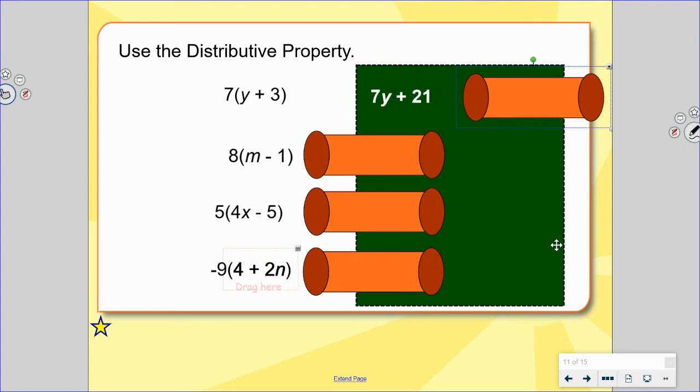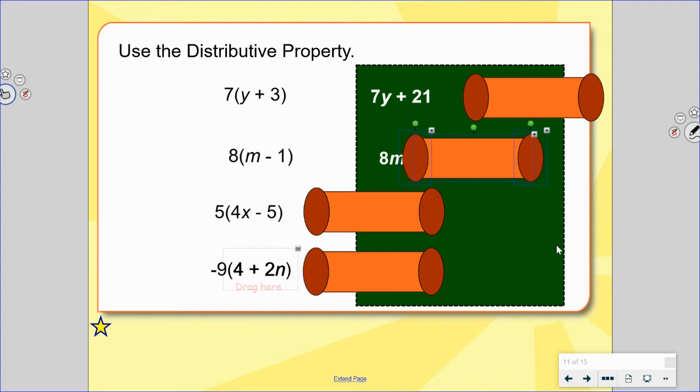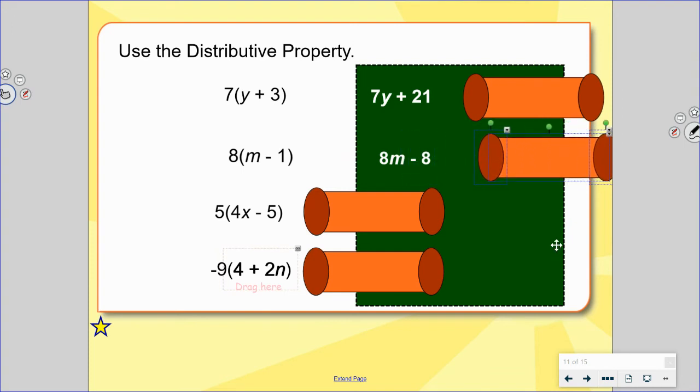8 groups of M would be 8 M's. But listen now, 8 groups of -1 would be -8. Some of you will prefer to change it to adding the opposite and seeing 8 M's plus a -8.